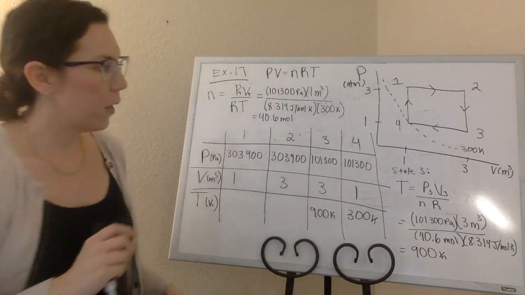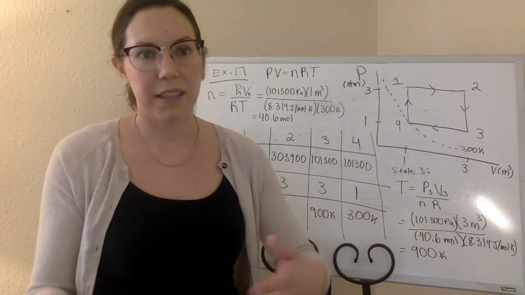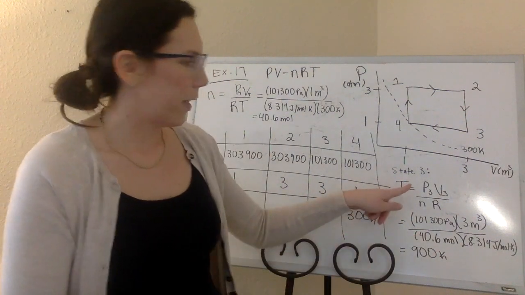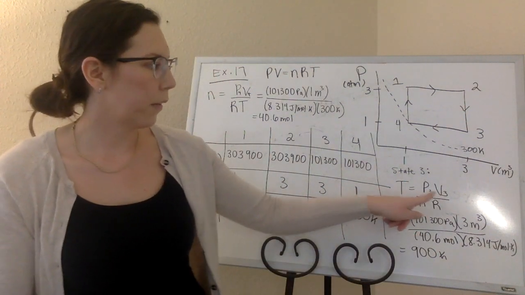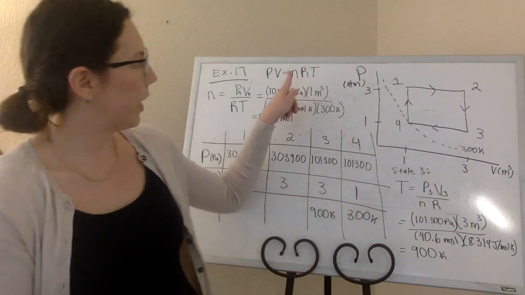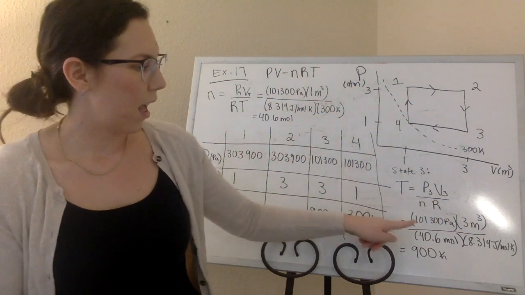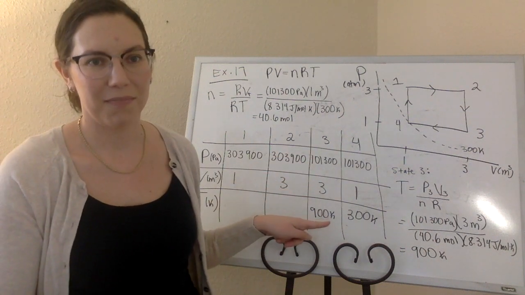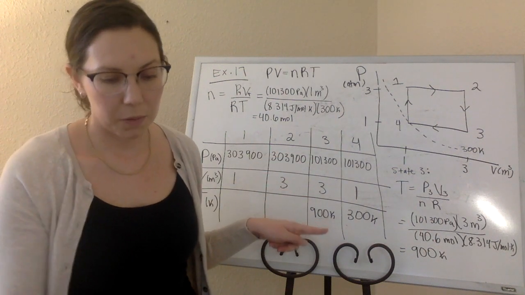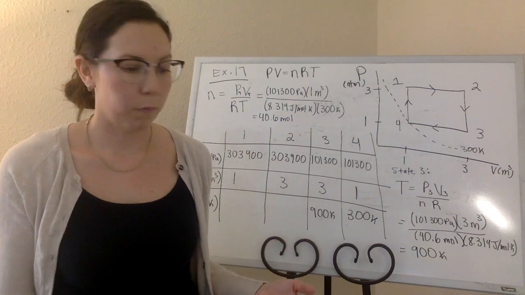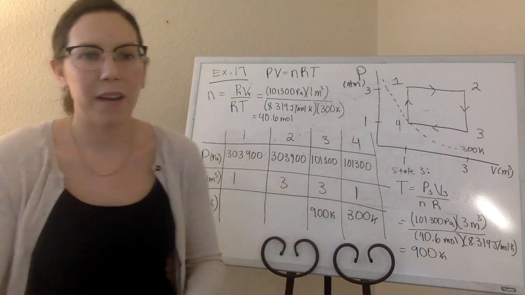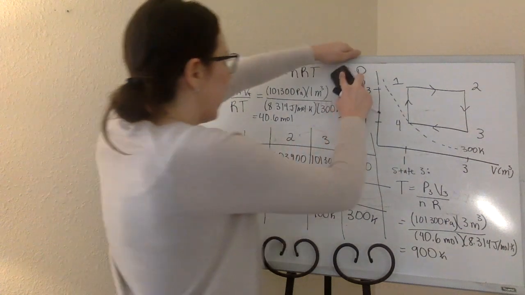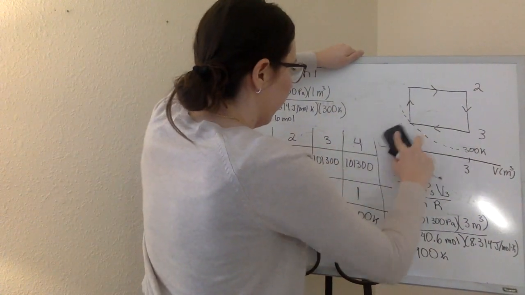Then you can apply the ideal gas law at every state to find the temperature. So I did state 3 right here, P3V3 over nR, just rearranging the ideal gas law, and plugging in the numbers from state 3 will give me 900 Kelvin. And you can keep doing that if you'd like for each state. It's simple enough. Or I'll just erase to show you the other way.